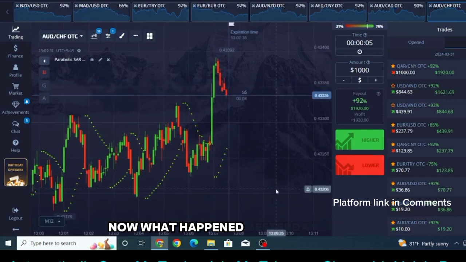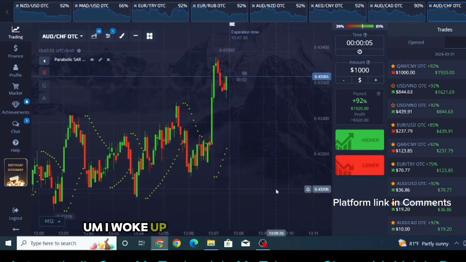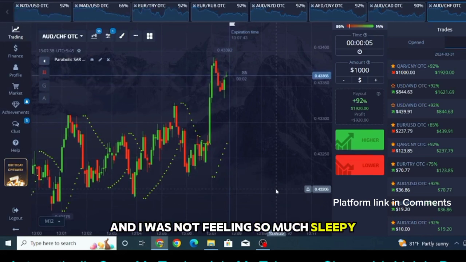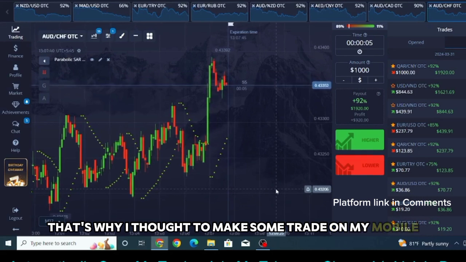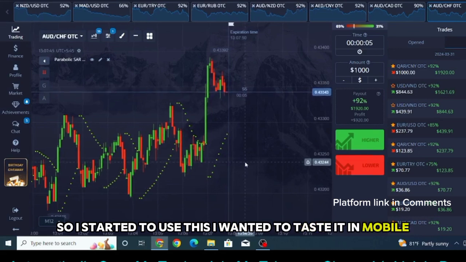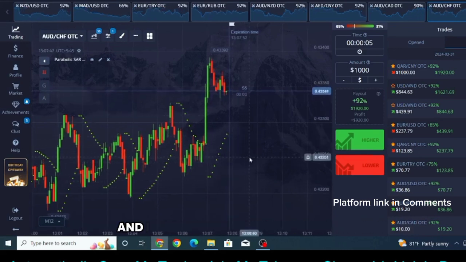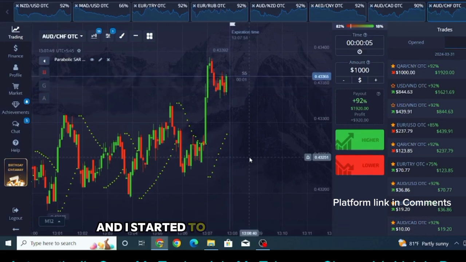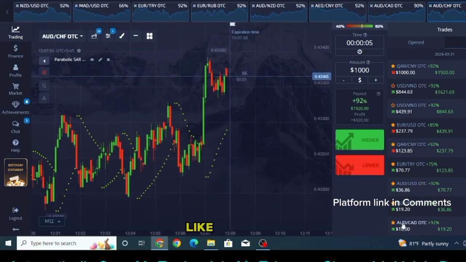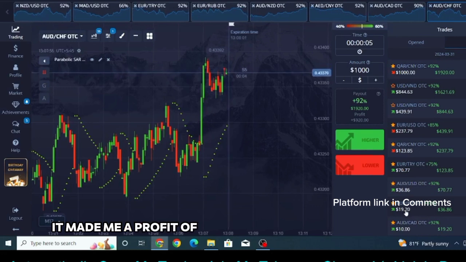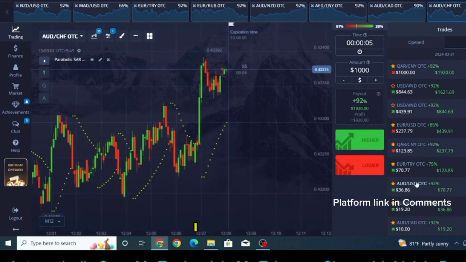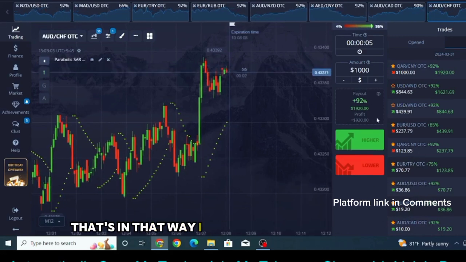Now, what happened yesterday night? I woke up in the middle of the night and I was not feeling so sleepy, so I thought to make some trades on my mobile phone. I wanted to test this indicator on mobile also, so I logged into my mobile phone and started to make trades. I thought to invest $10 and keep on compounding it. $10 made me a profit of 9.20. $19, I invested it and it gave me 36. I invested that, and in that way I started to make trades.